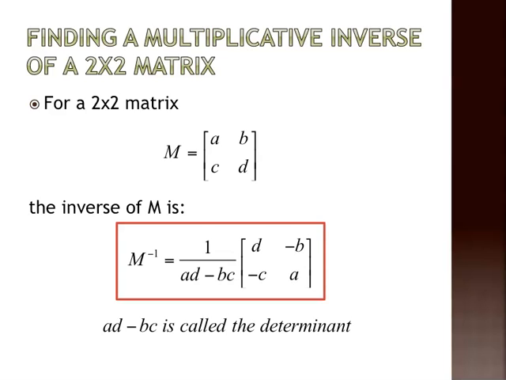Now inside of the matrix itself, what's happened here is the A and the D terms have swapped places, and the B and the C terms don't swap, but they become the opposite value. Let's take a look at an example.